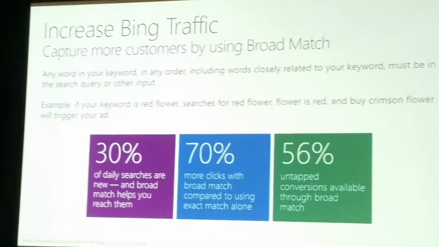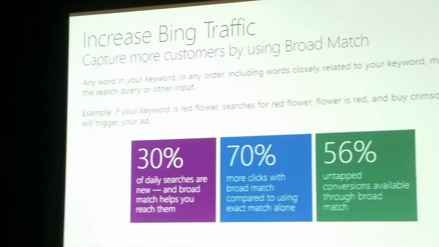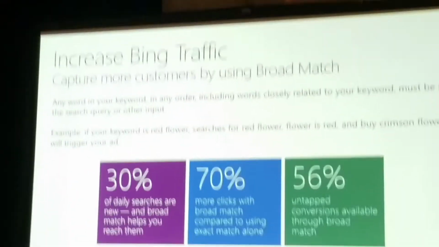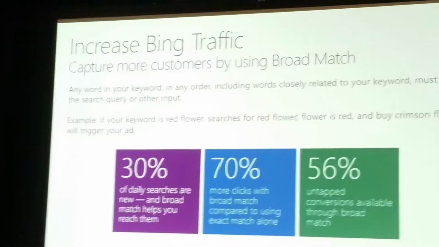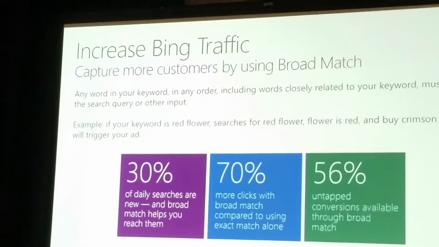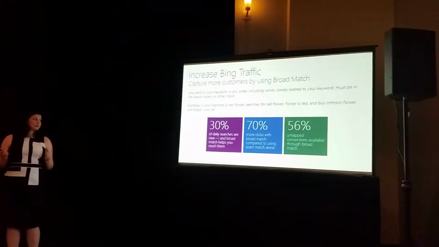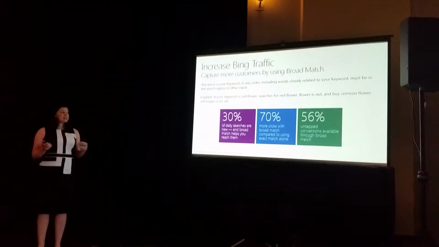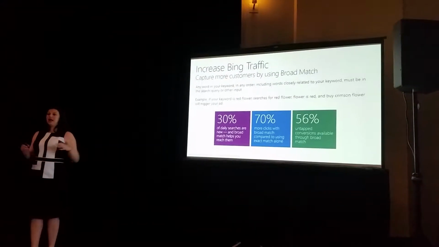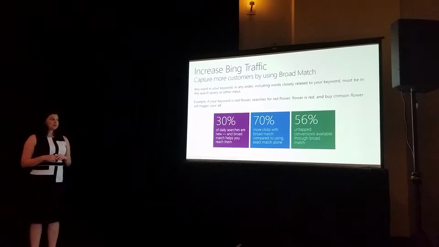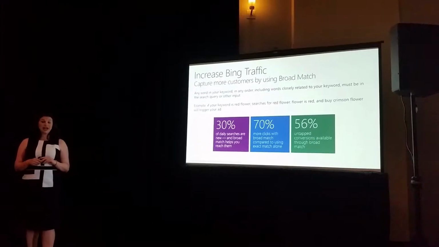Crimson, red, I don't know enough about flowers to be able to say, but I'm guessing people are probably looking for something very similar to that. If you're bidding on broad, buy crimson flower is going to go ahead and show up, along with the other ones on here. So you're not excluding them, but again, you're casting a wider net of relevant searches. We've seen 70% more clicks with broad match compared to using exact match alone. Again, you're casting that wider net there. And 56% untapped conversions are available through broad match.